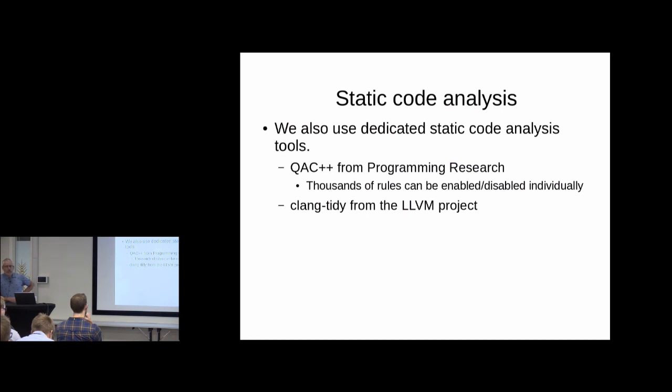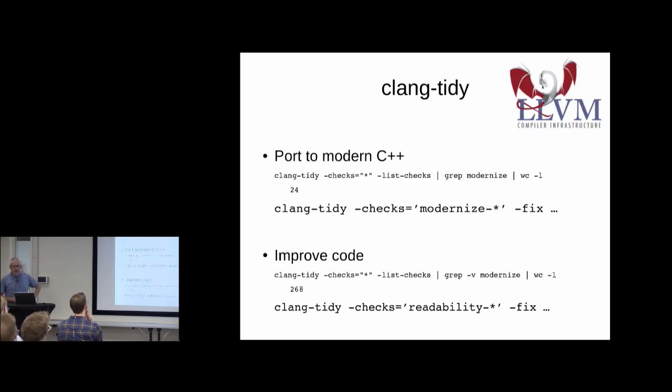We also use static code analysis tools. We have QA-C++ from Programming Research. That's a commercial product. It has thousands of rules that can be enabled and disabled individually. And recently, we have also started using Clang-Tidy from the LLVM project. We originally introduced Clang-Tidy as a tool to assist in modernization of our code base, because Clang-Tidy comes with 24 modernization checks.